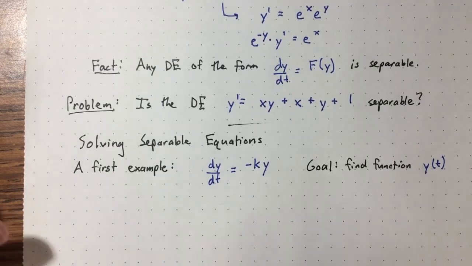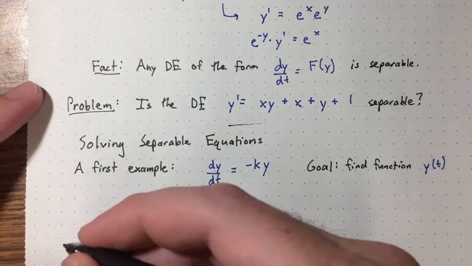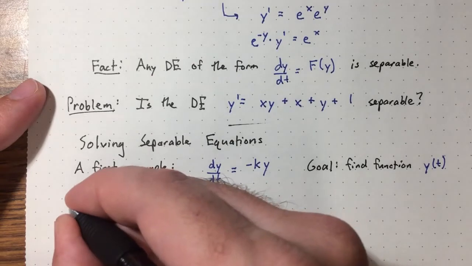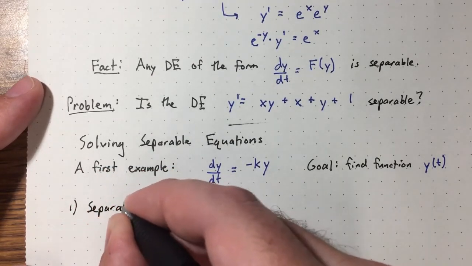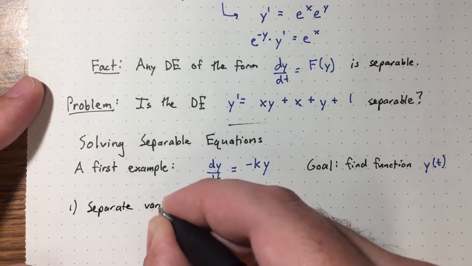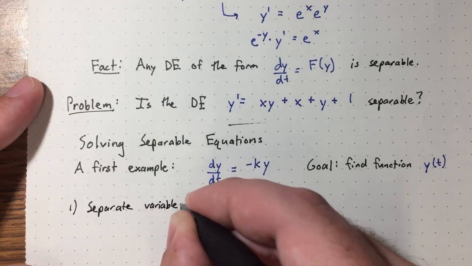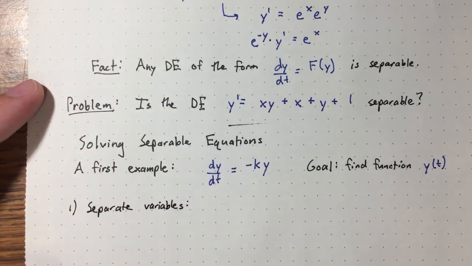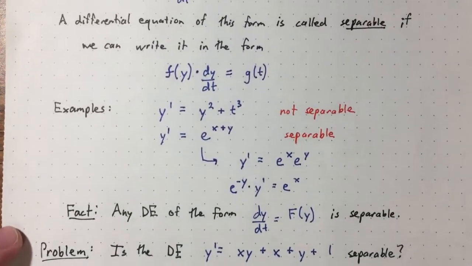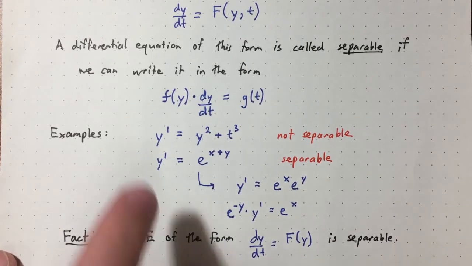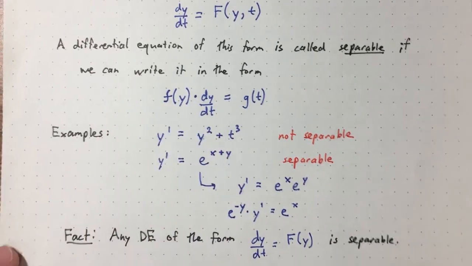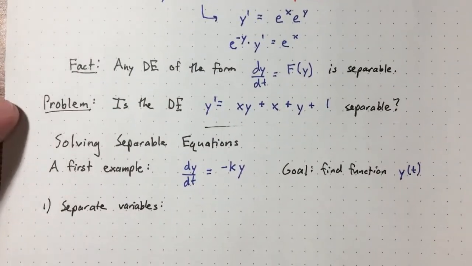So the first step is going to be to, so this is step 1, it's going to be to separate variables. What do I mean by separate variables? I mean, write it in this form. Right, so we have just a function of y on this side times the derivative, and then just a function of t on the other side.